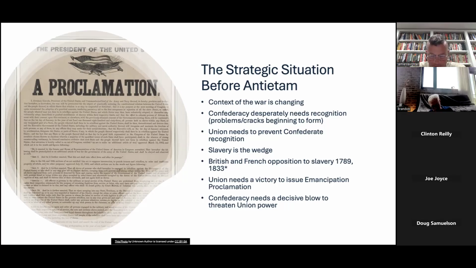The Confederate problem at this point is that it needs a decisive blow to threaten Union power. Most countries are still not convinced that the Confederacy is all that viable. The issue of slavery, of course, is a major concern to Britain and France and other countries inside Europe. It's not just Britain and France, but other powers who are looking at the Confederacy trying to decide what to do are also generally very opposed to the institution of slavery by this point.